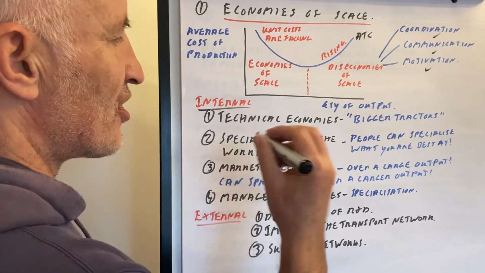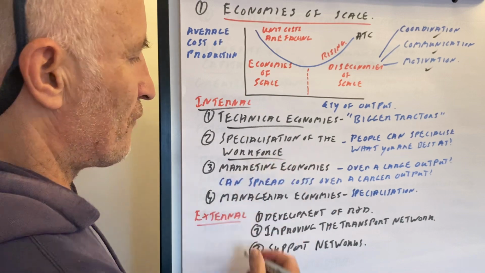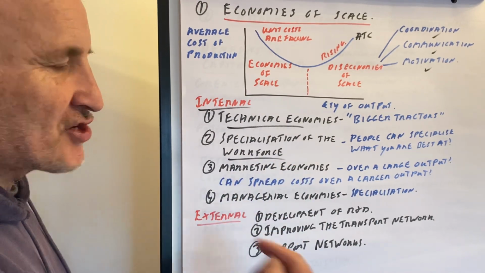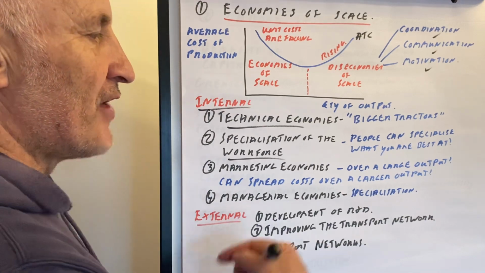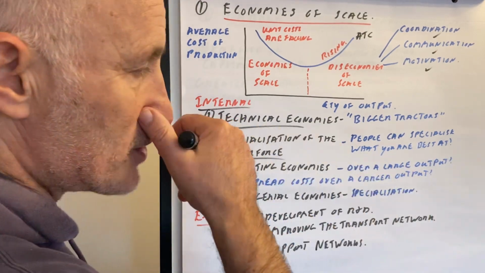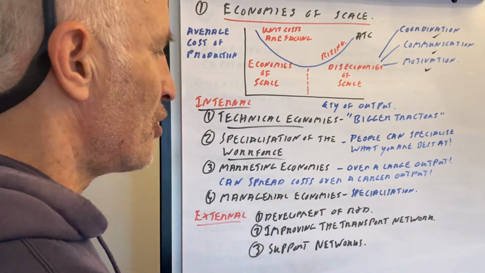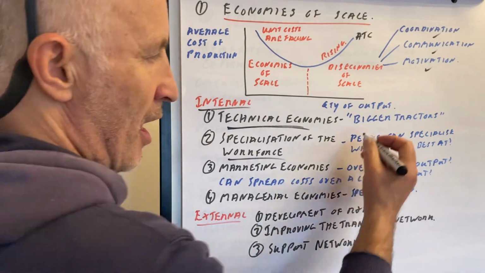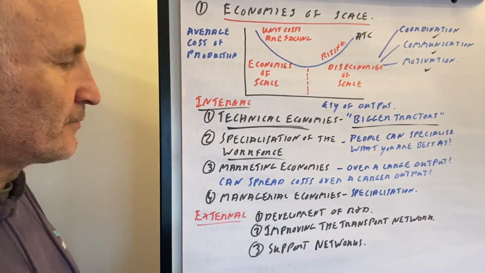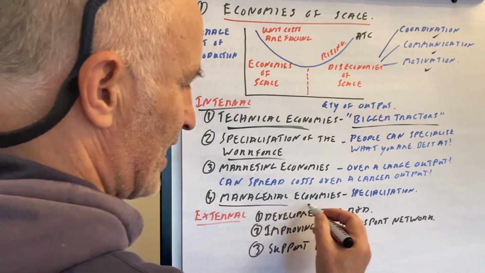Now basically, internal economies are technical economies, specialization for the workforce, and marketing economies. Now basically, you've got to spend a certain amount on marketing, but if you have a really big output, then your marketing cost per unit will actually go down. The same with your fixed costs. If you have a big output, the fixed cost per unit will fall. Technical economies is really the size of your machinery, being tractors, for example. Okay, you can specialize in what you're better at, and also managerial economies.